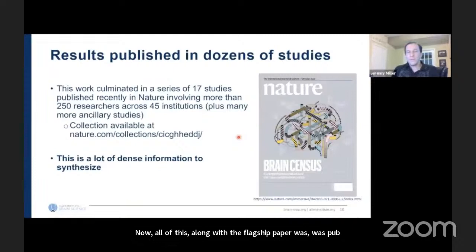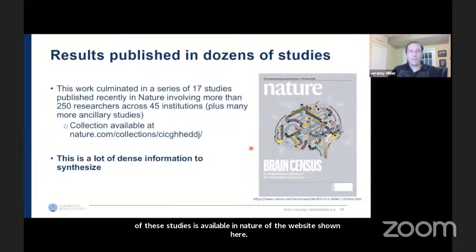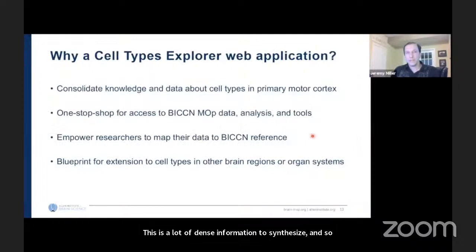250 researchers across 45 institutions. And a collection of these studies is available in Nature at the website shown here. This is a lot of dense information to synthesize. And so we wanted to create a Cell Types Explorer web application to consolidate this knowledge and the data about the cell types in the primary motor cortex.